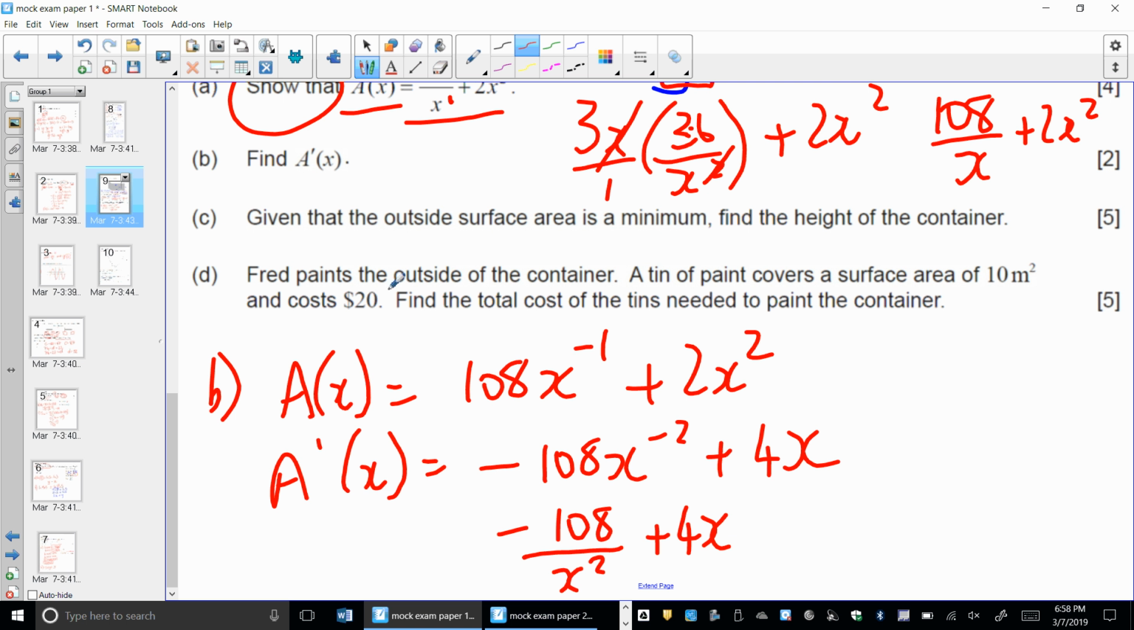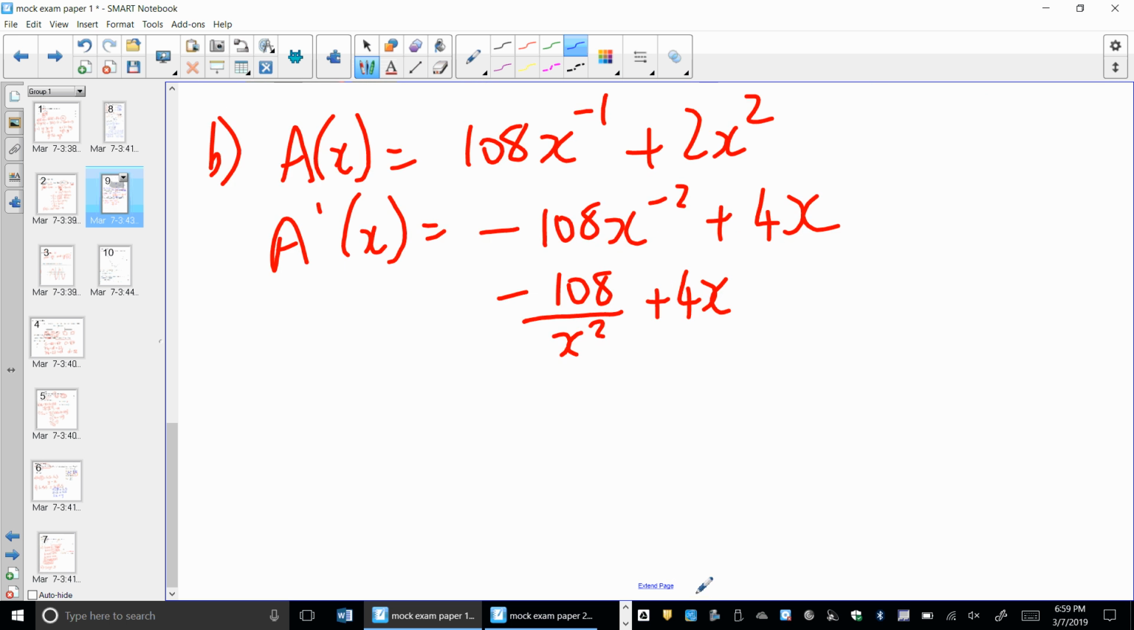Now it says, given that the outside surface area is a minimum, find the height of the container. Well, when we see minimum or maximum, it tells us that the derivative is equal to 0. Seeing as they've just asked us to find the derivative, that's why that's helpful. So we know that 0 is equal to negative 108 over x squared plus 4x.